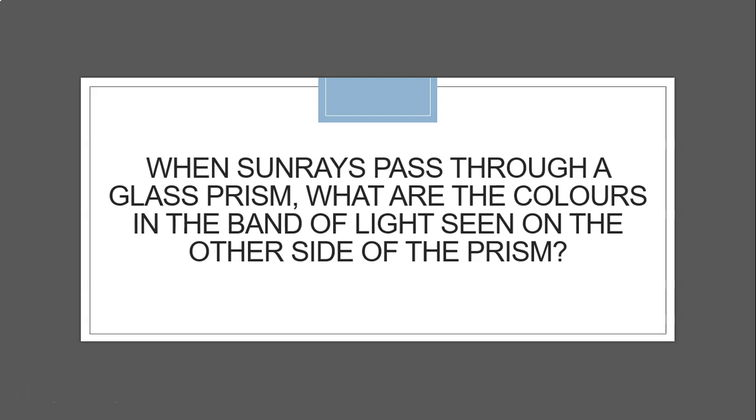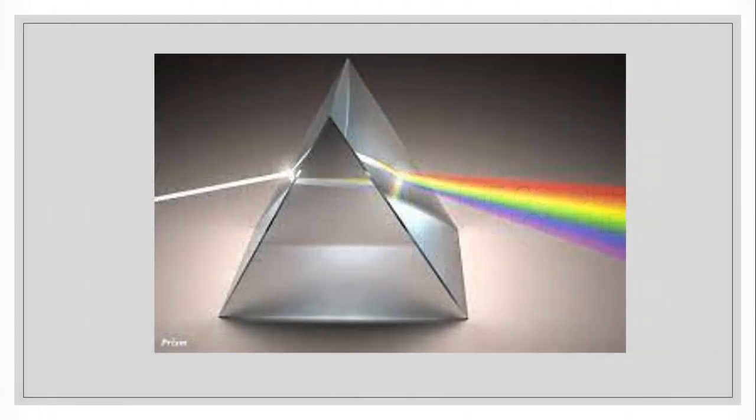When sun's rays pass through a glass prism, what are the colors in the band of light seen on the other side of the prism? This, my dear students, is a glass prism. When sun's rays, as you can see, there's a ray of light passing through this. On the other side, something like this, a rainbow is observed.